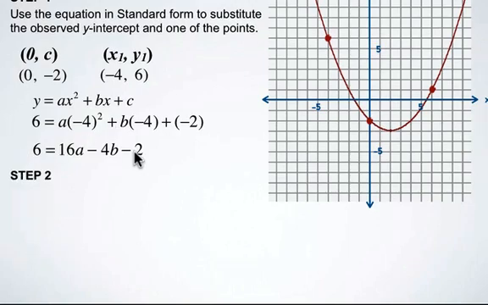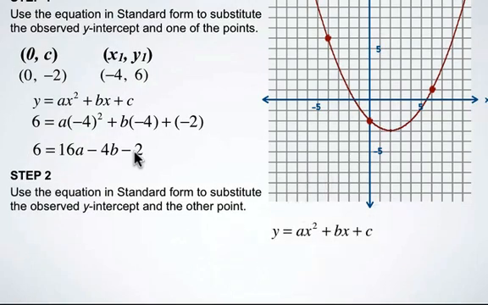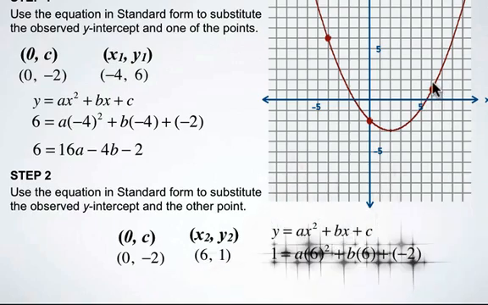Step 2. We'll use the equation in standard form to substitute the observed y-intercept and the other point. 0, c, which is 0, -2 again. And we'll now use our x2 and y2, which is 6, 1. That's this point. So we'll substitute these values in.